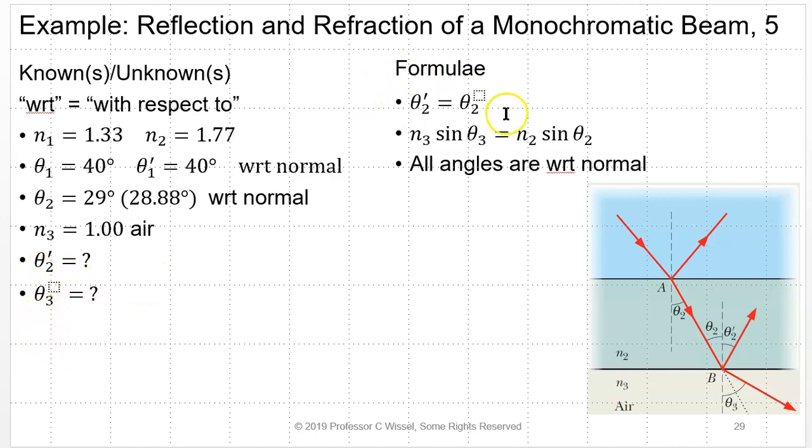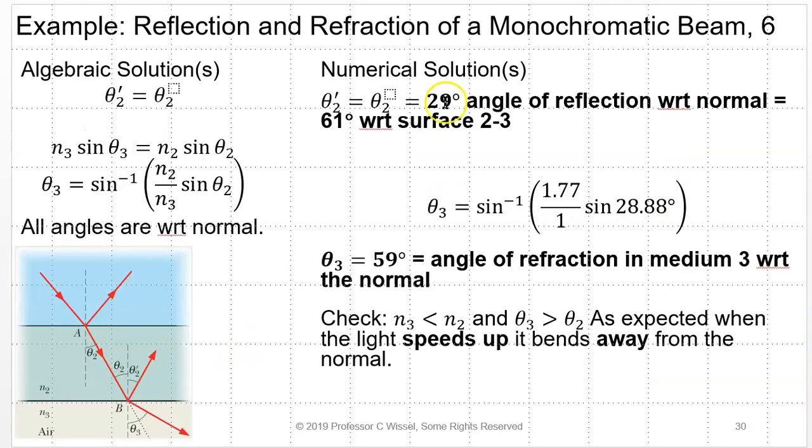We can apply this again, the law of reflection, and of course, Snell's law for refraction, N3 sine theta 3 equals N2 sine theta 2, and again, remind ourselves, with respect to the normal. The 29 degrees is an angle of reflection with respect to the normal, and they want it with respect to the surface 2, 3. So subtract it from 90 degrees, you get 61. Okay, now we still have Snell's law, and we're going to solve this for theta 3. It'll be the inverse sine of N2 over N3 times the sine of theta 2.